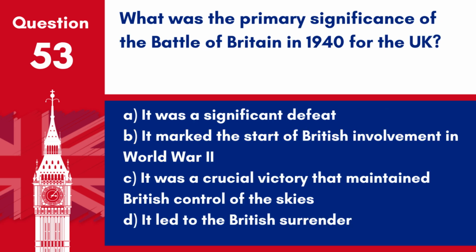Question 53. What was the primary significance of the Battle of Britain in 1940 for the UK? A. It was a significant defeat. B. It marked the start of British involvement in World War II. C. It was a crucial victory that maintained British control of the skies. D. It led to the British surrender. Answer. C. It was a crucial victory that maintained British control of the skies. The Battle of Britain in 1940 was significant as it was a crucial victory that prevented a German invasion and maintained British control of the skies.